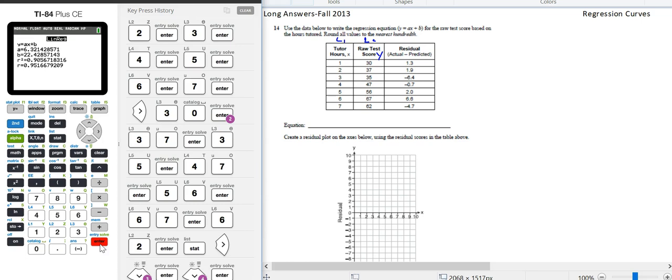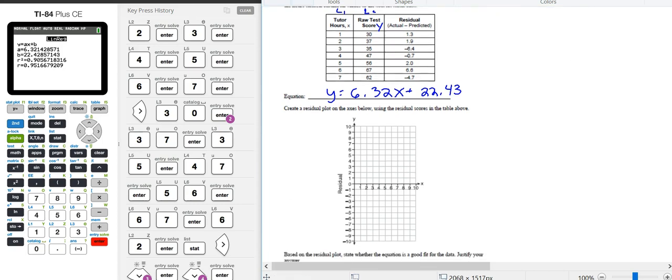The calculator calculates for us the linear regression equation. y is equal to ax plus b. So y is equal to, a, they tell us, is 6.32 rounded to the hundredths, x plus b, which is 22.43.